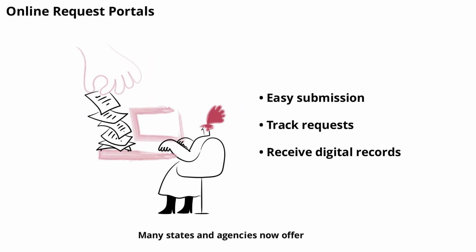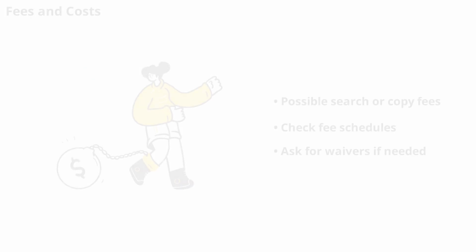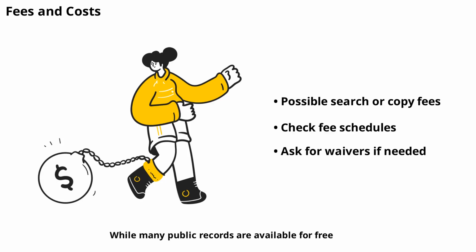Many states and agencies now offer online portals for submitting public records requests. These platforms streamline the process, allowing you to track your request, communicate with the agency, and receive records electronically. If your state offers an online portal, it's often the fastest and most efficient way to make a request. While many public records are available for free, some agencies may charge fees for searching, copying, or delivering records. These fees are usually set by state law and must be reasonable.